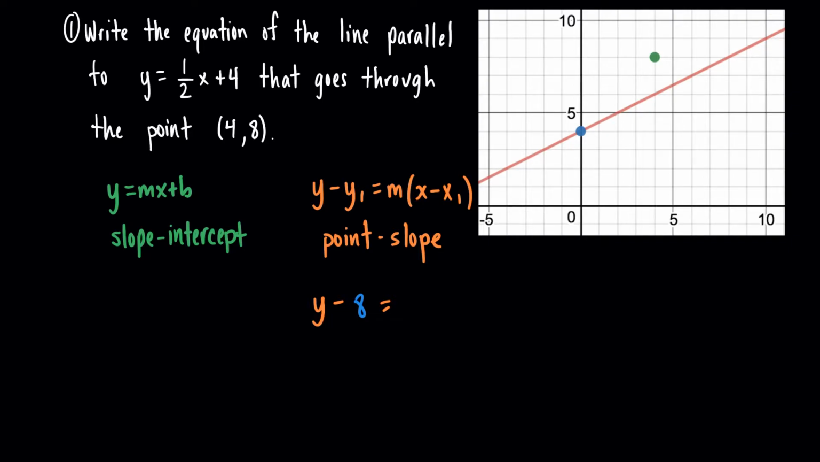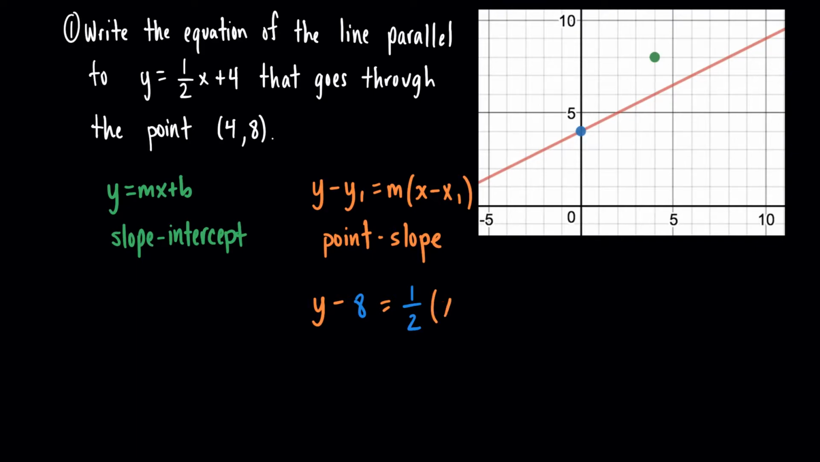You don't need to put the x. The slope is just a number. You don't need a variable. So the slope of the red line is 1/2. I'm going to say that if we're going to be parallel to that, we need to have the exact same slope. So let's go ahead and just copy that slope, 1/2.